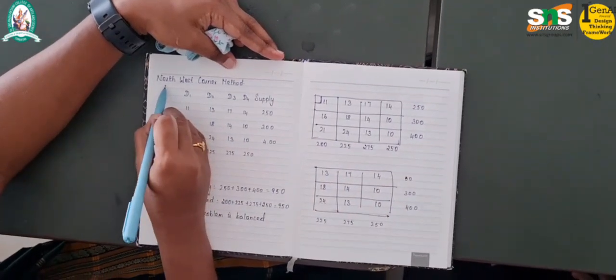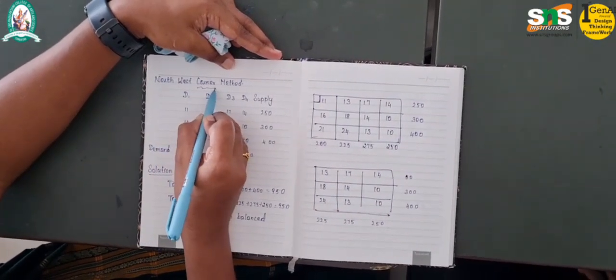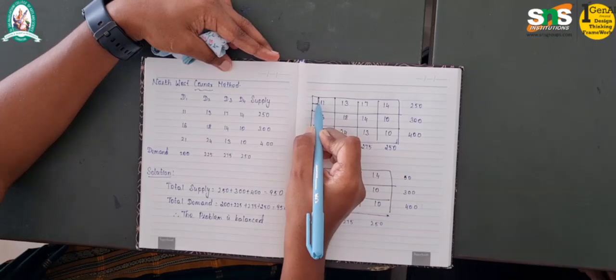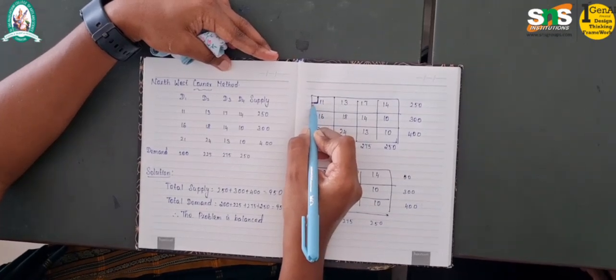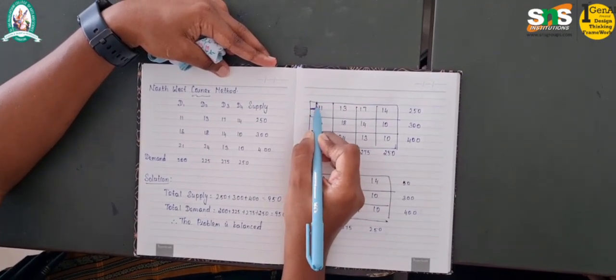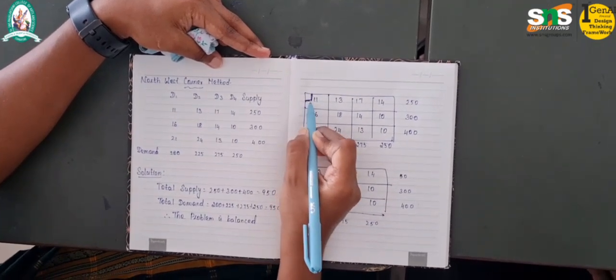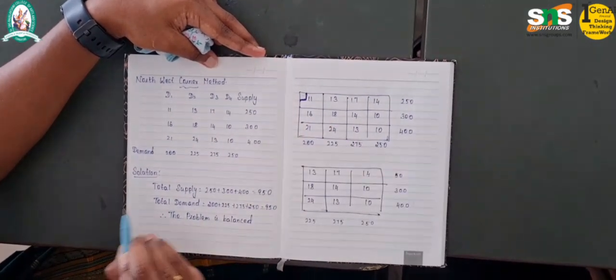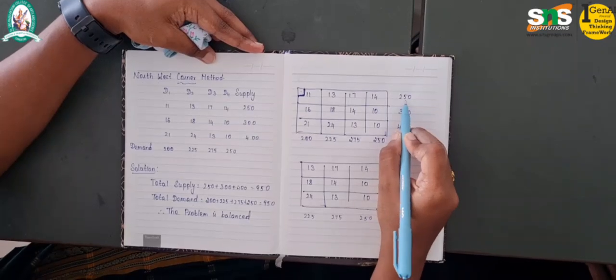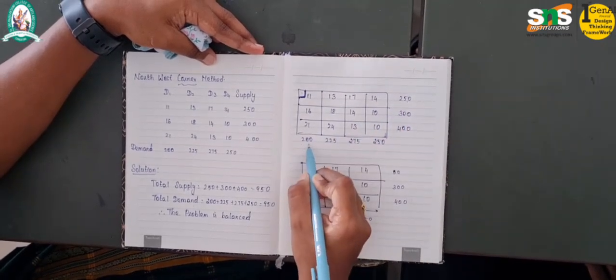So here the method is the northwest corner method. So we are going to allocate in the corner value of this table. So this is the corner of this problem. So I am going to allocate one cell in this corner. So now we are going to allocate one value in this box. So here two values are there, one is 250 and another one is 200.